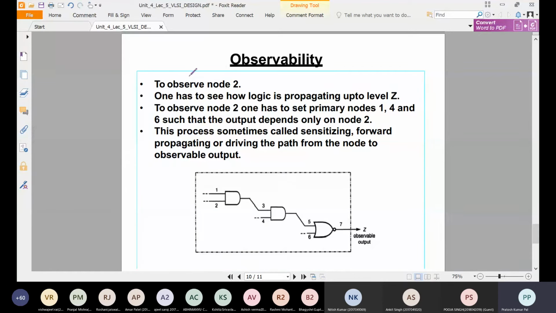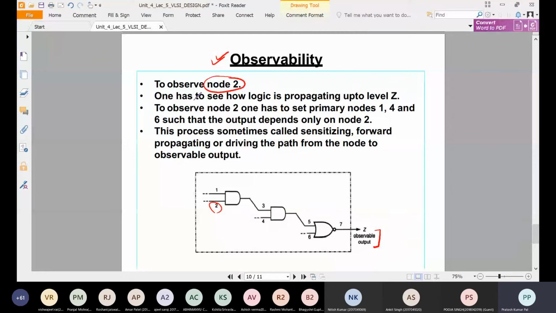Okay, so observability. Observability is, if we are observing the output, can we observe or check the value of a particular node from the output? This is your observable. Suppose we want to observe node 2. If we want to observe node 2, node 2 is this one.